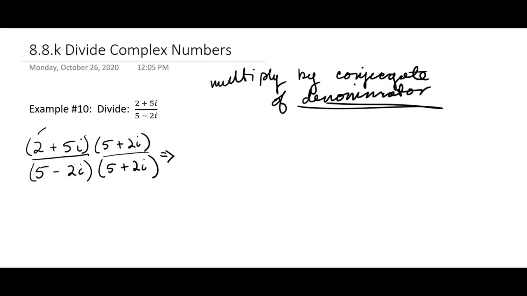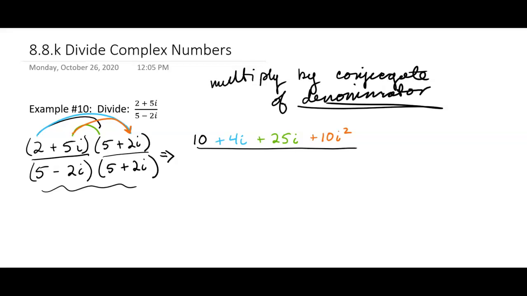In the numerator, 2 times 5, that's 10. Then I'm going to have 2 times 2i, that's going to be plus 4i. Then I'm going to have 5i times 5, which is going to be 25i. And then finally I'm going to have 5i times 2i, which is going to be 10i squared. I usually just write out 10i squared. I know it's going to change, but I'll just change it on the next step. Okay, over.